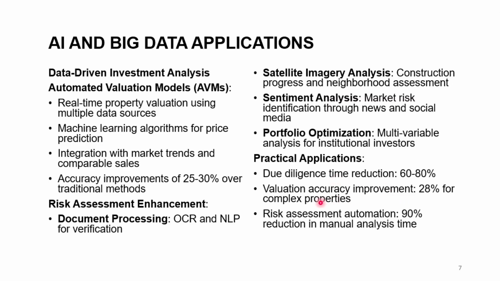Due diligence time reduces 60 to 80%, valuation accuracy improves by 28% for complex properties, and risk assessment automation reduces manual analysis time by 90%. So these improvements aren't just about speed, they are about making better decisions with more complete information. Particularly exciting is that these technologies are becoming increasingly accessible to smaller players, not just the larger institutions.